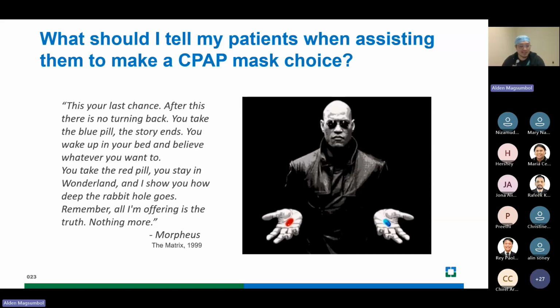Any fans of the Matrix? Try not to offer the blue or the red pill, okay?